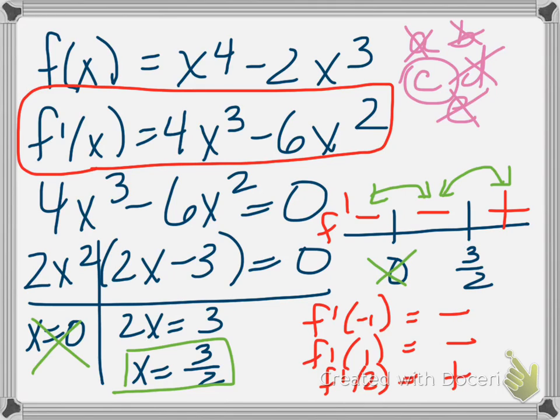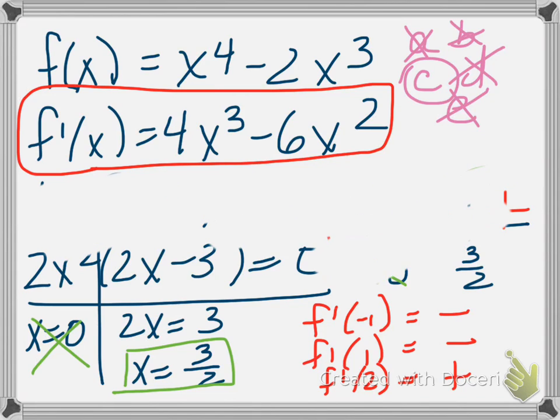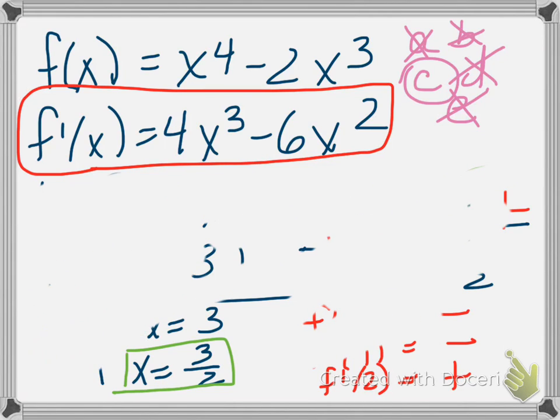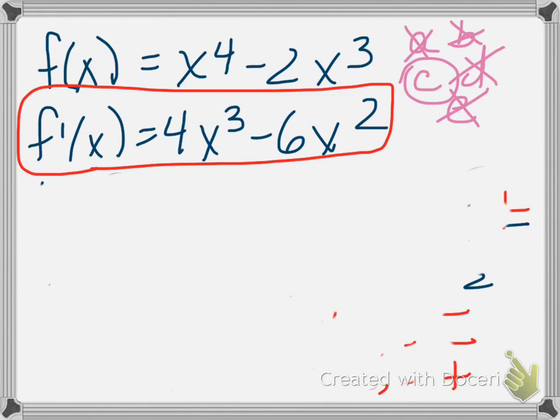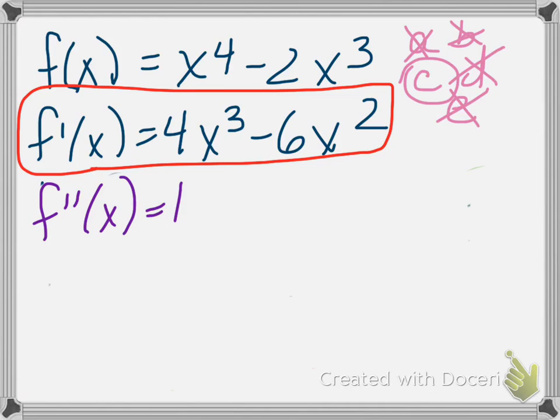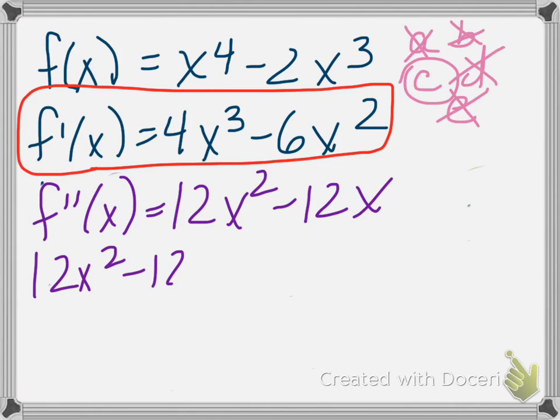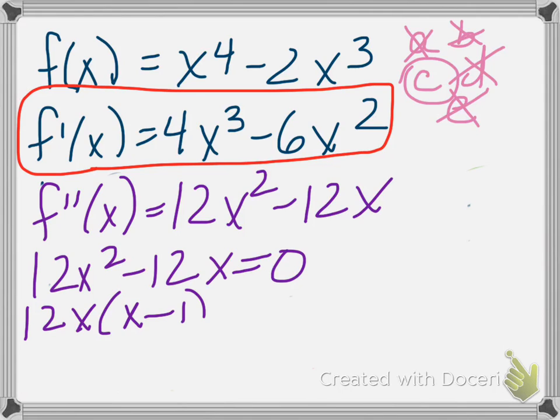But just to review, if you also wanted to make sure that it has 2 points of inflection, all you have to do is take the second derivative. So let's get all this other junk out of here. Okay, so the second derivative would be this. Set that equal to 0. Factor. And solve.